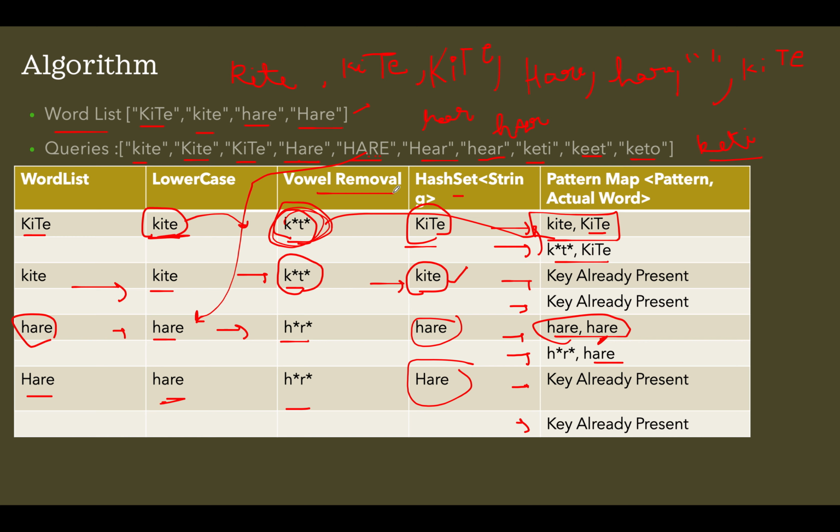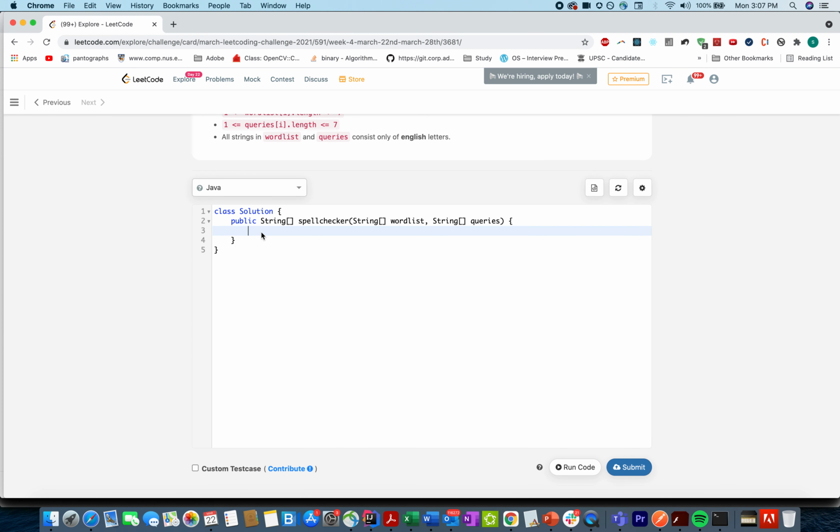I hope this logic is clear to you, and let's move on to the coding part. So the first step is to define a hash set of type string, and let's call this word set, new hash set, and let's add entries into it for each string.